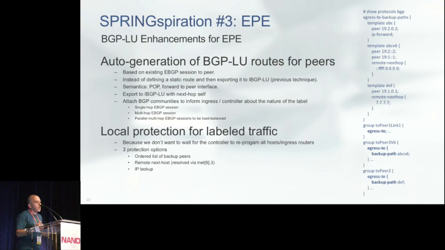In fact, the interest in this use case from Spring has resulted in a lot of enhancements that we got asked for by customers, mainly in two areas. One is to auto-generate these BGP-LU routes representing peers, and the other is to provide protection for that traffic that is now labeled, so that we don't have to wait for the controller to notice any failures and react to them. So this is just a config snippet of how you do these things.